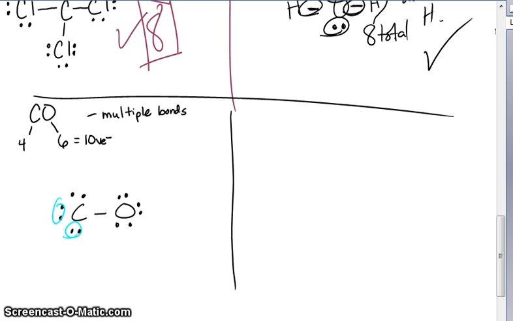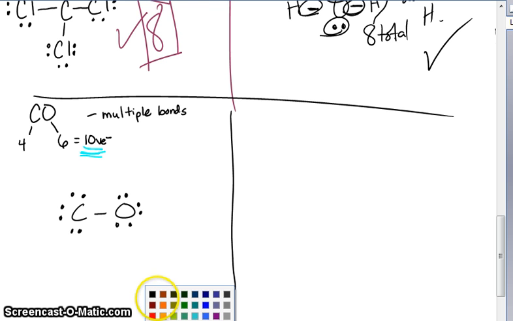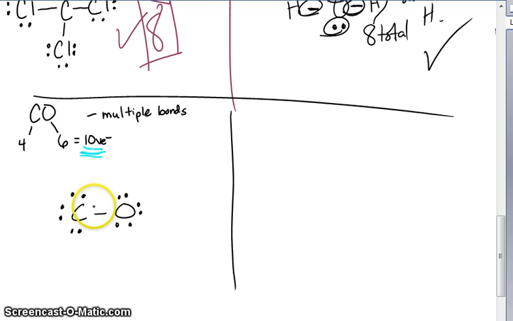Is 14 the right number? Is 14 too many? 14 is way too many. I was only supposed to have 10. So this is a situation where I've got to add a double bond. So here's how you do it. You add a bond.